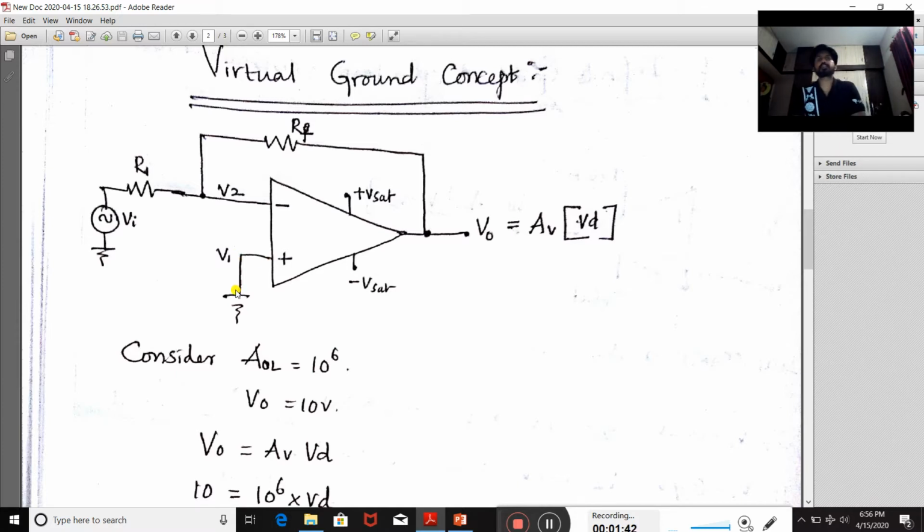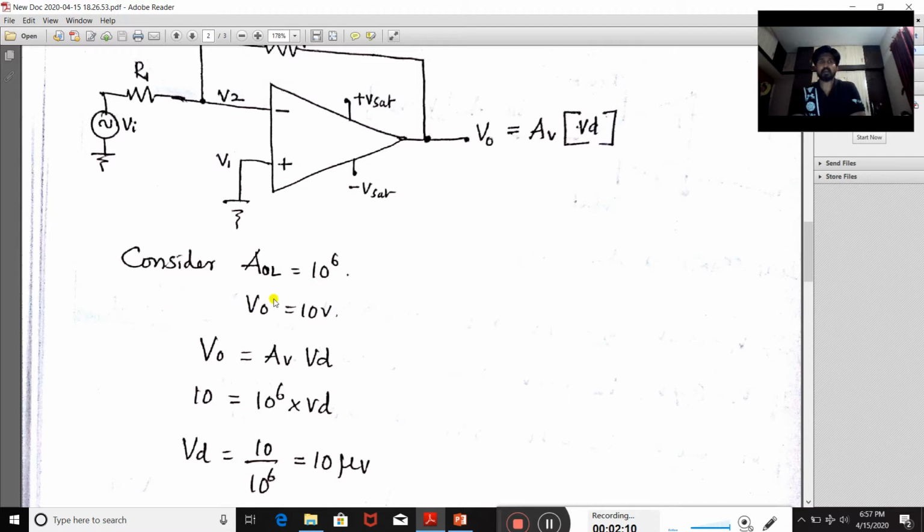Now what is the virtual ground concept? Let's see here. As we all know, V0 is equal to AV into VD. This is the differential voltage, that is, the input you are applying here. Then AV is the open loop gain. As we all know, the open loop gain is 10 raised to 6, and assume V0 is 10 volt.